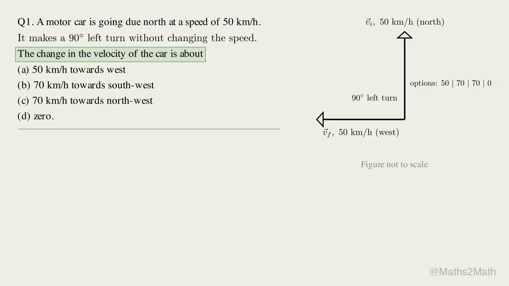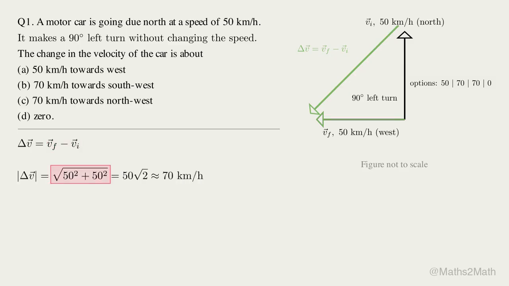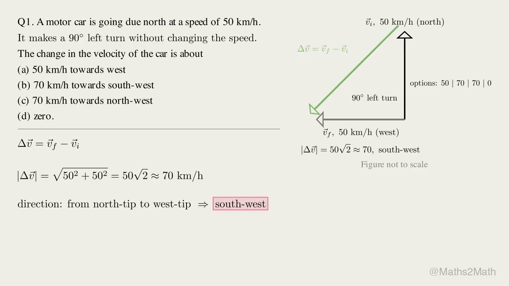Velocity is a vector, so we must subtract the two velocities as vectors, not just compare speeds. The change in velocity is the final velocity minus the initial one. Going north turned into going west, so we draw both and join them. The two velocities are perpendicular, each of size 50. The triangle gives the magnitude, root of 50 squared plus 50 squared, which is 50 root 2, about 70 kilometers per hour. For the direction, the change points from the tip of the north vector to the tip of the west vector. That direction is towards the southwest.